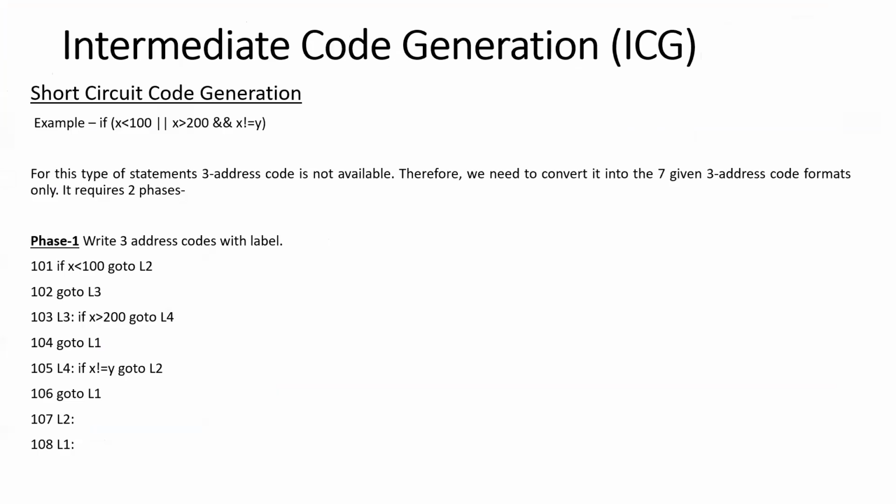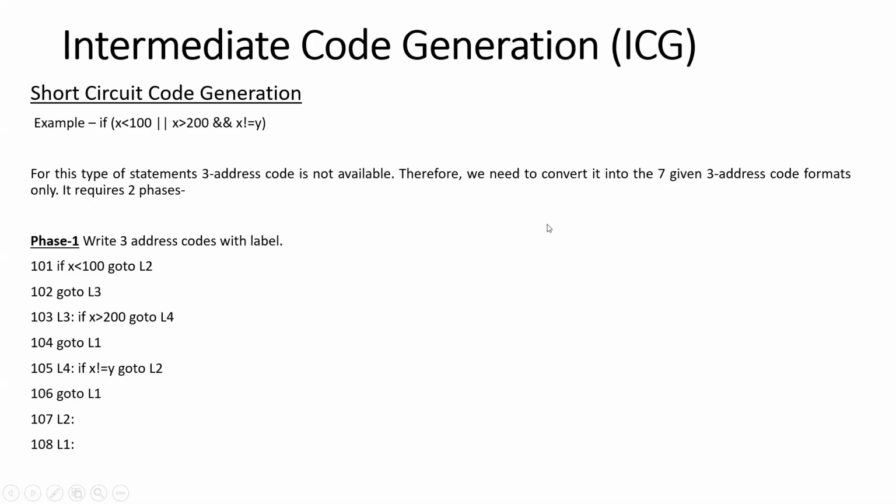Good morning, everyone. Last time we studied short circuit code generation for the Boolean expression. If there is a Boolean expression that is either nested or in the form of or and, this type of statement is not available in the 3 address code. Therefore, we need to convert it into the given form of the 3 address code.